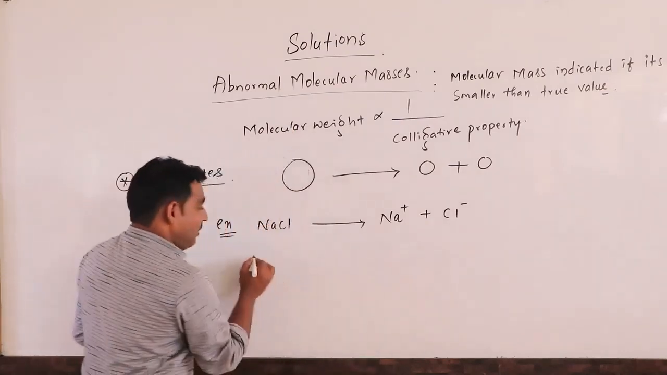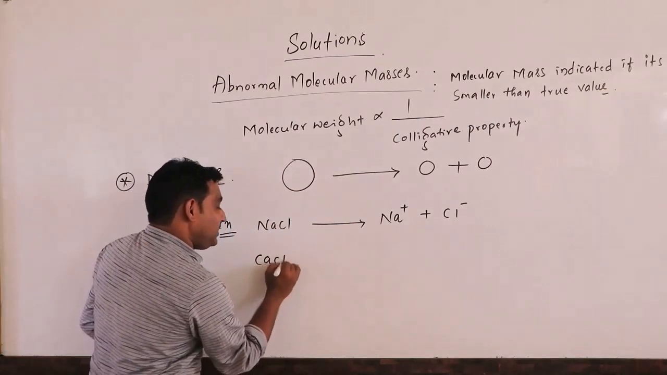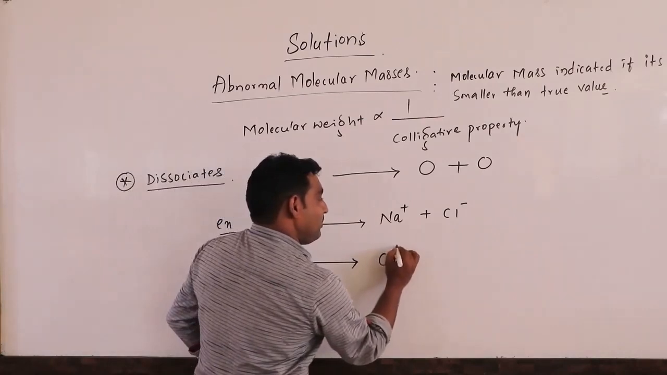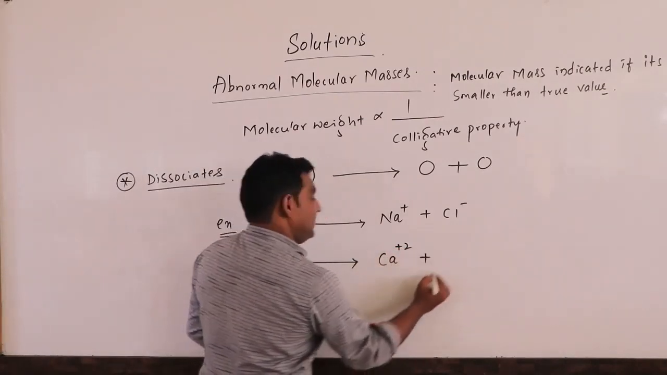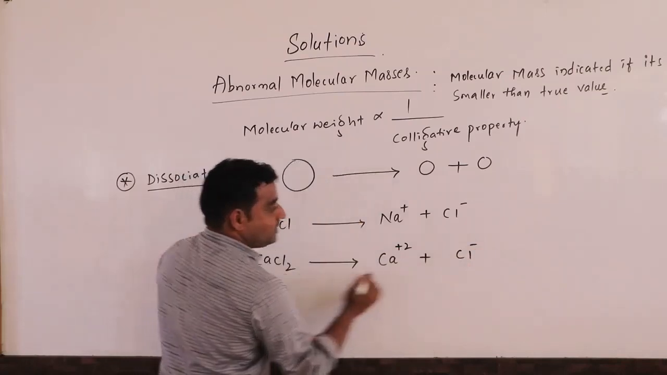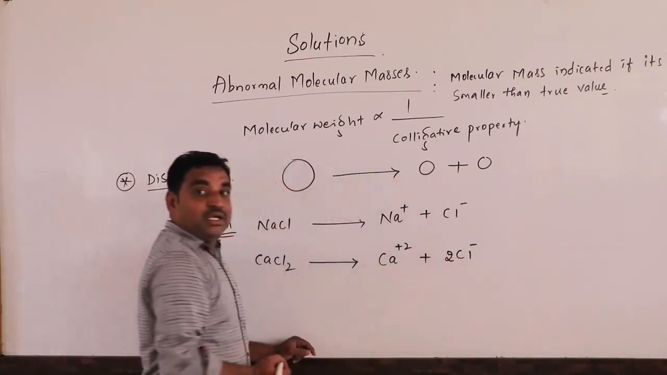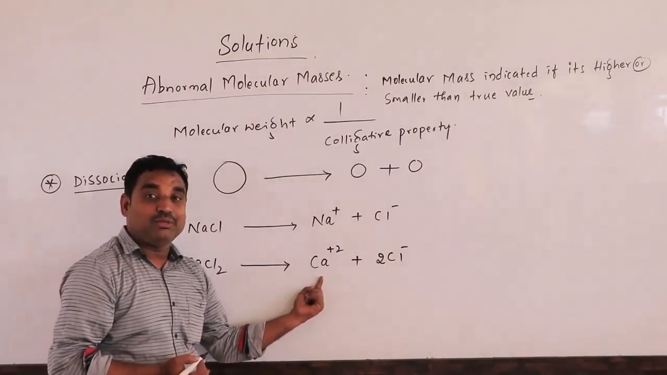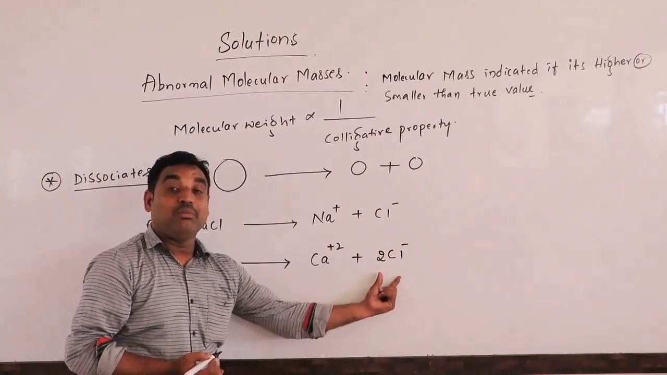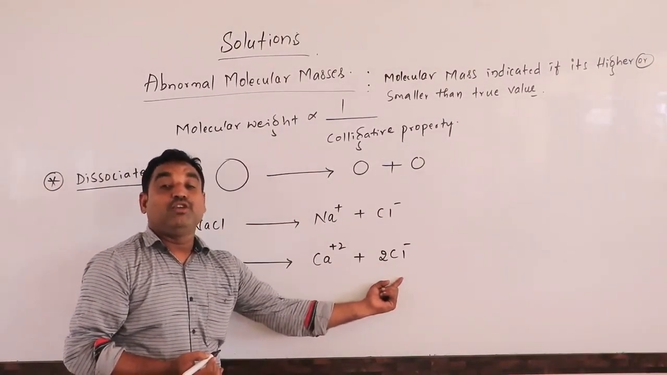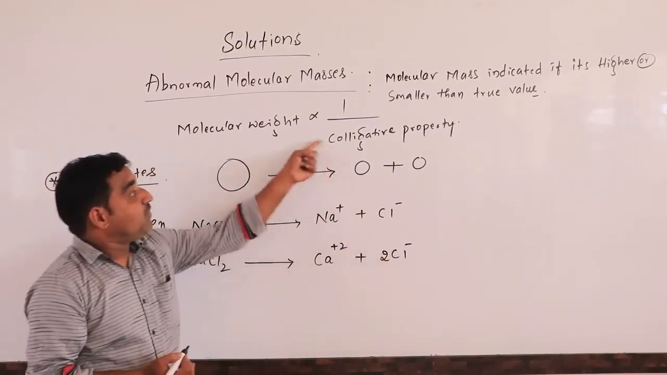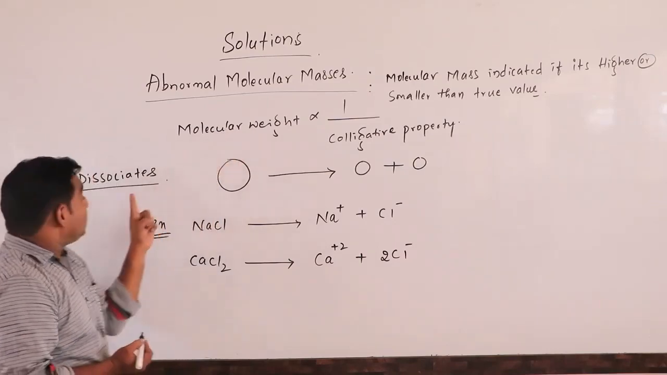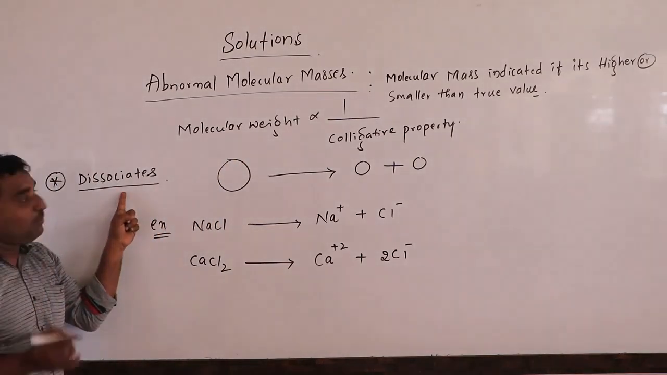Now we can take one more example, CaCl2. Upon dissociation this will form Ca2+ and Cl-, which you have to multiply by 2. Here the total number of ions will be 1 plus 2, that is 3 moles of ions. So the total number of ions is more, meaning the colligative property is more. If the colligative property is more, that is inversely proportional to the molecular mass. Hence we will get less molecular mass if the solute dissociates. You have to remember this point here.